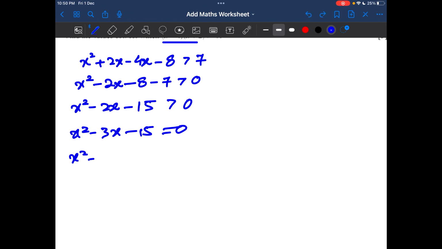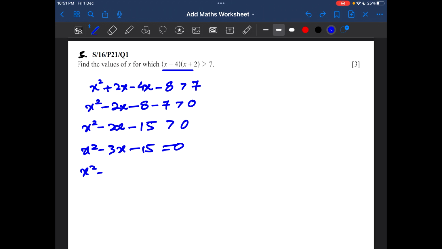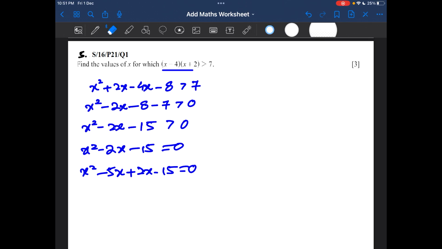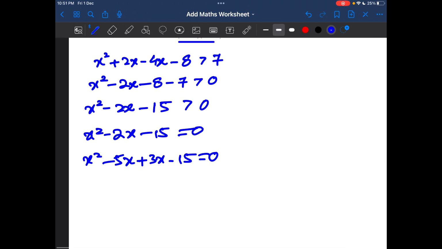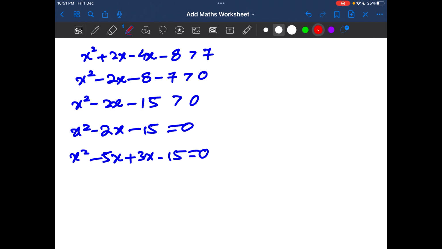Sorry, this is how I'm going to do this. We need to find out the value of x by factoring. It was 2x. So I'm going to make the middle term minus 5x plus 3x here. This is the middle term breaking. I break the minus 2x into minus 5x plus 3x.